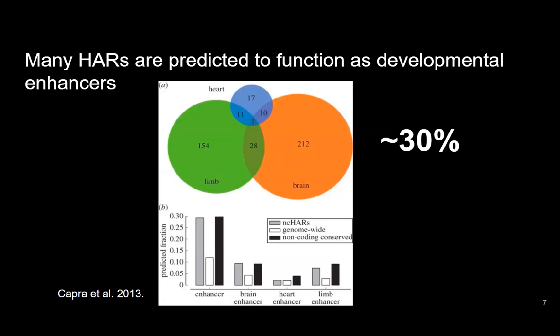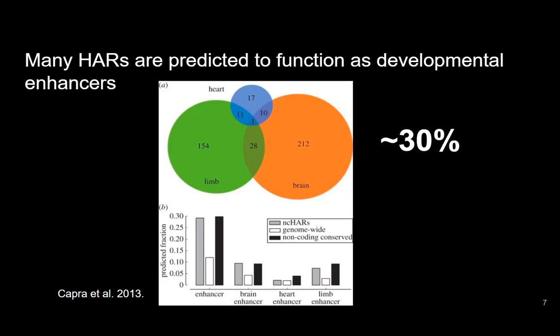One thing that's interesting here is that you can see non-coding HARs are here in light gray, and here's a predicted fraction that are predicted to function as an enhancer either overall or in the various tissues. But the predicted function is similar to non-coding conserved regions. And conservation is something that's long been used as a predictor of functionality of the genome. The idea being that if it hasn't changed over millions of years of evolution, it's probably doing something important.